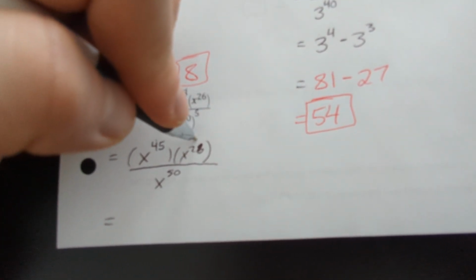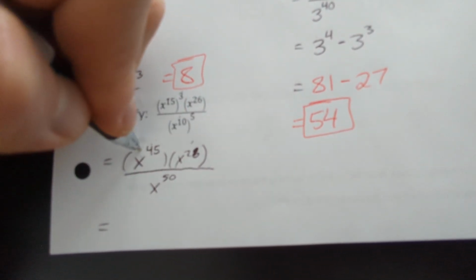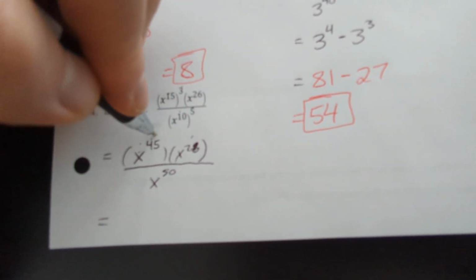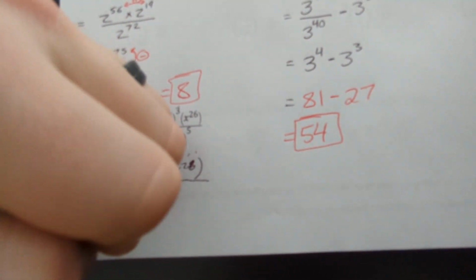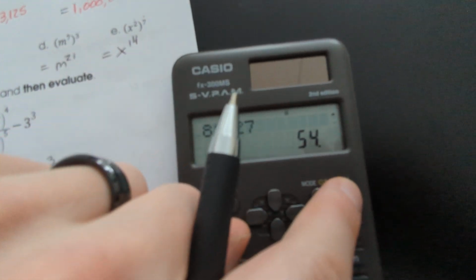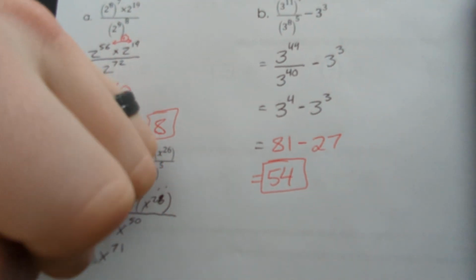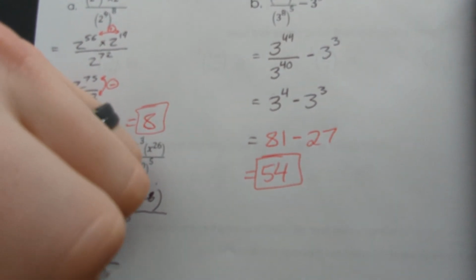45 plus 26, right? Because we're multiplying exponents, we add. We're multiplying powers, so we add exponents. So we have x, 45 plus 26, 71. So x to the 71 over x to the 50.